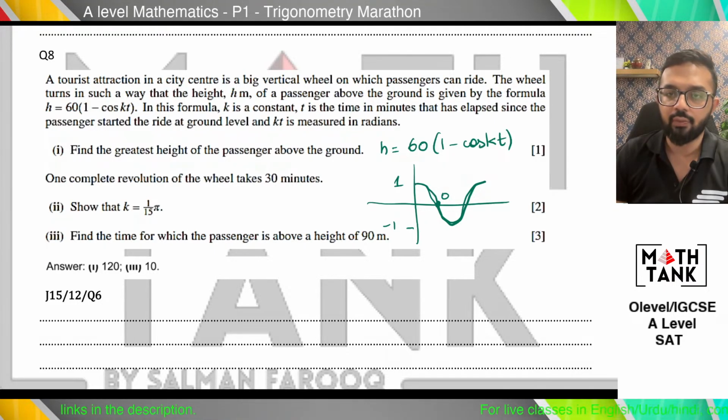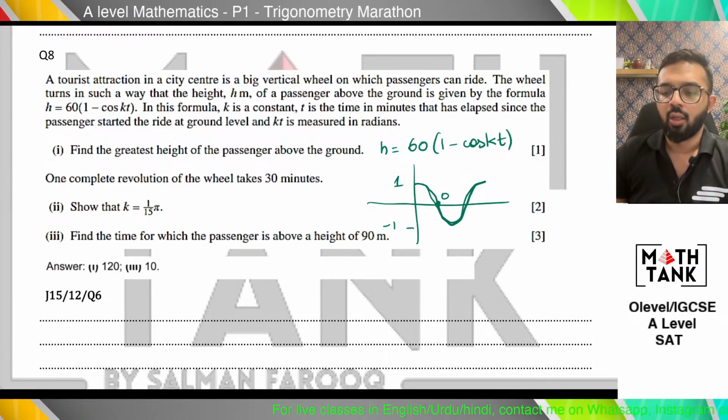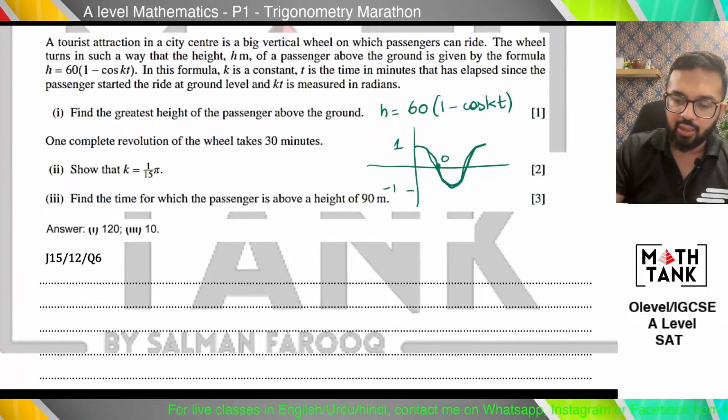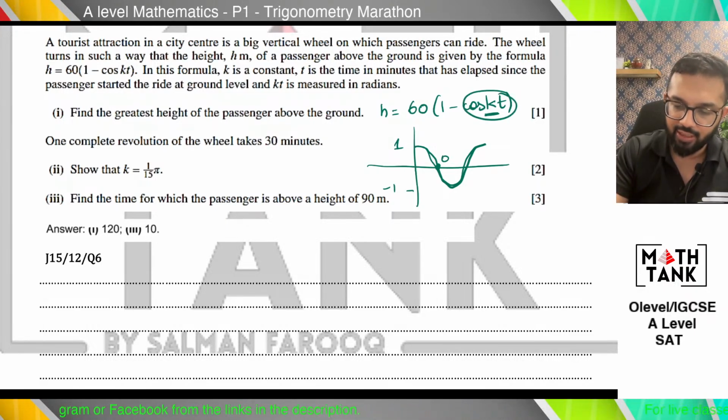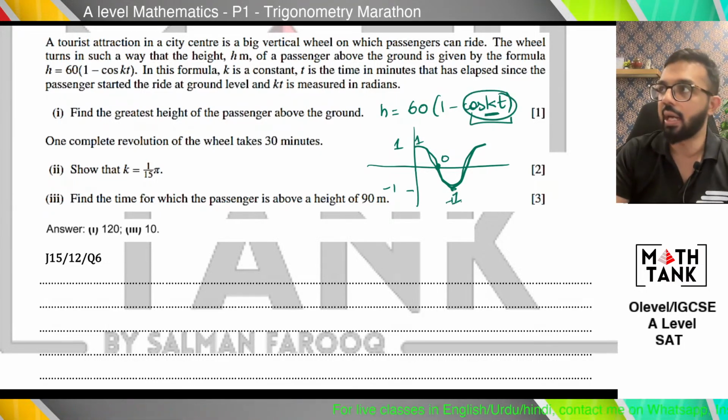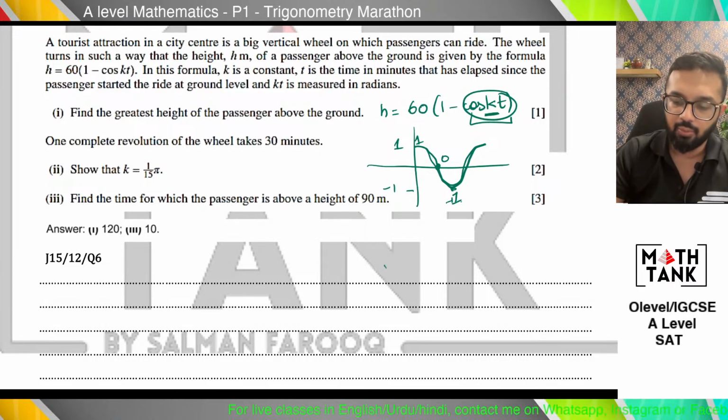Now when there are transformations happening to the graph, the maximum and minimum points will change. What we need to understand here is that k affects the number of cycles. It does not affect the height or the depth of the graph. So can I say that even if cos t was taking on the values 1, 0 and -1, then cos kt will also take on the values 1, 0 and -1?